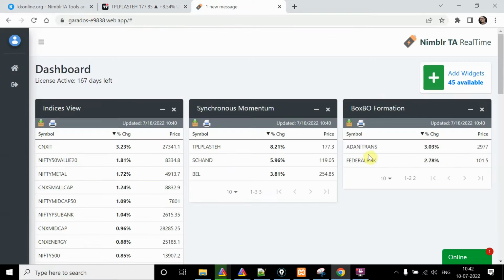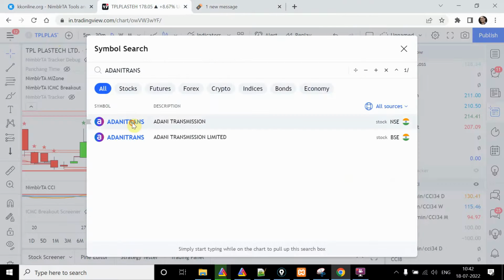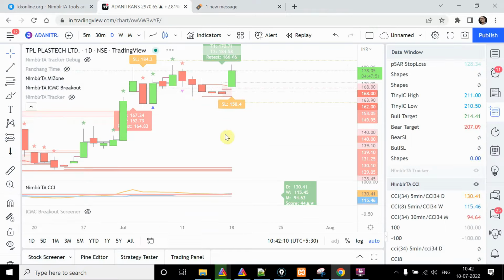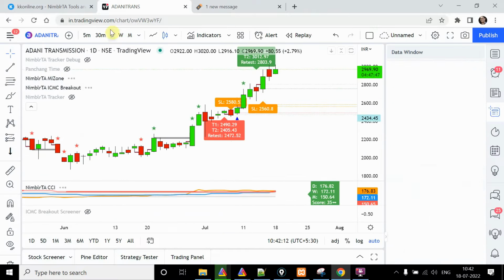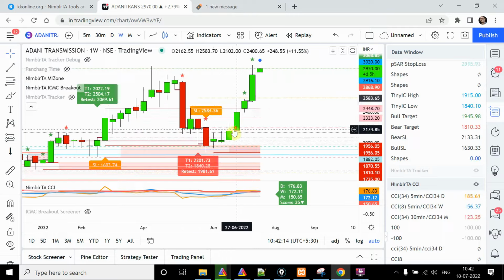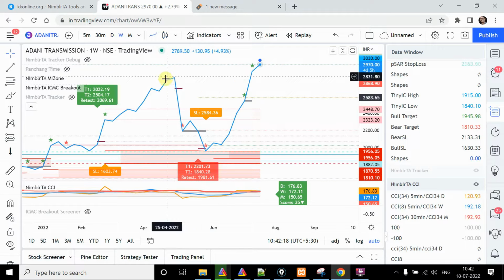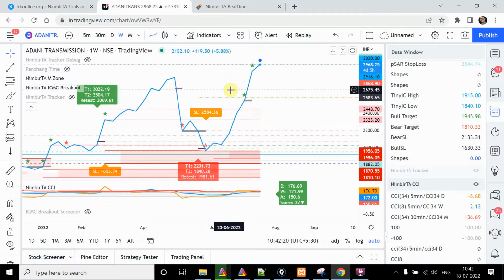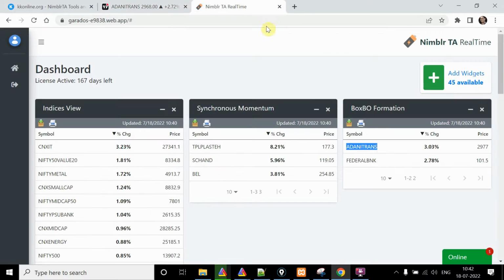Similarly, box breakout, a very common term which we have been using. So this is one of the stocks, Adani Trans, right now. It has given a box breakout, which means that it is moving upside and it has crossed the previous levels which it had formed. So the breakout from the box of the consolidation has happened.